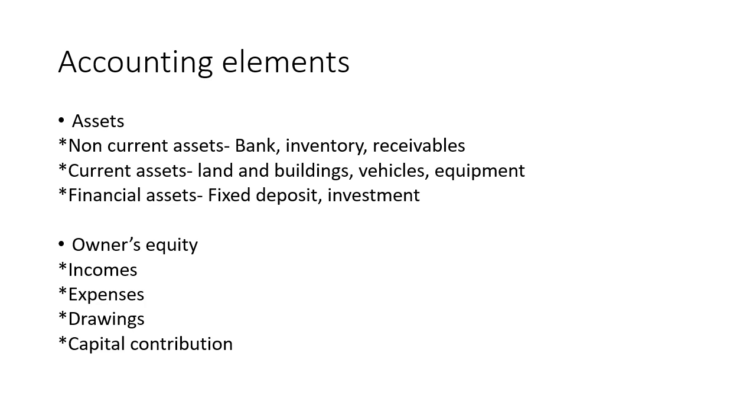The non-current assets are bank, inventory, and receivables. When we talk about receivables, we include debtors, or all the people that are owing us. And the current assets are land and buildings, vehicles, equipment, and the financial assets are the investments. It can be fixed deposits. The owner's equity are incomes, expenses, drawings, and capital contribution.